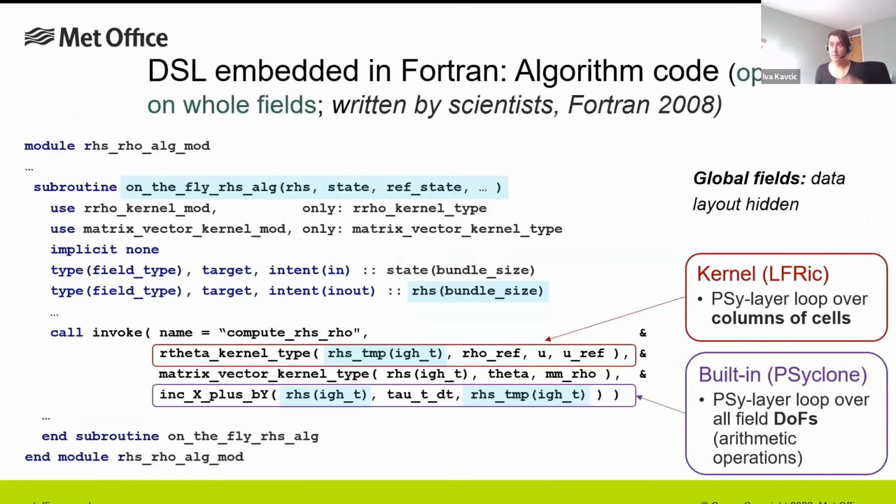So how does PSyclone know what to do? We write our algorithms in this DSL embedded in Fortran, and it's written in Fortran 2003. As you can see, there is no actual mention or any kind of insight into what the data layout looks like in the algorithm layer.